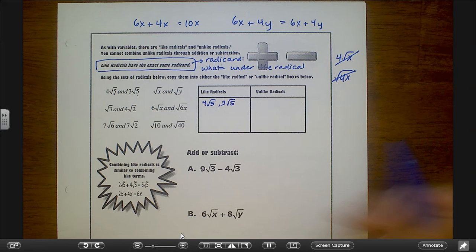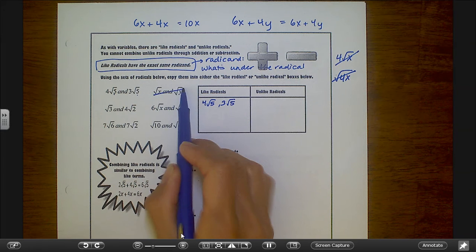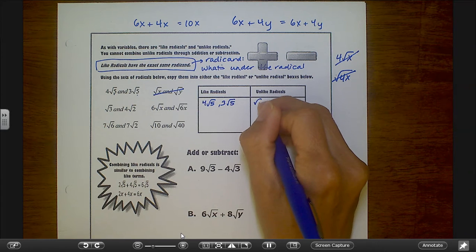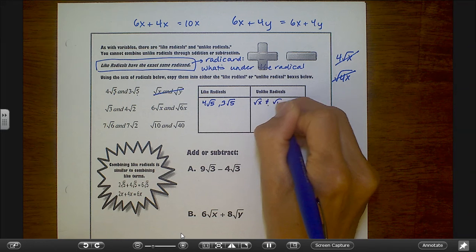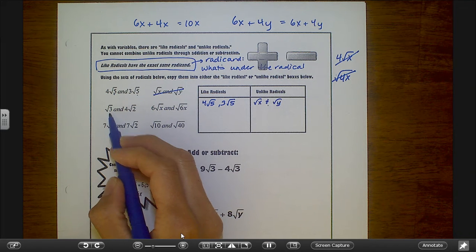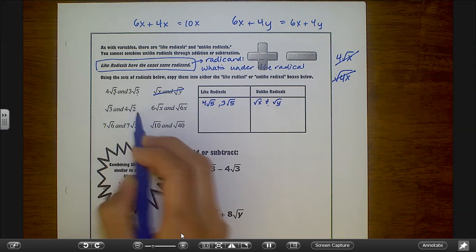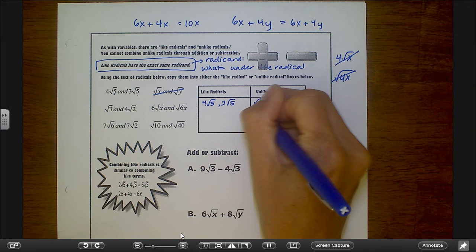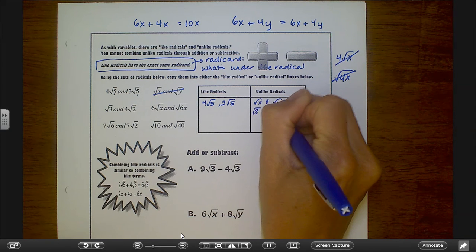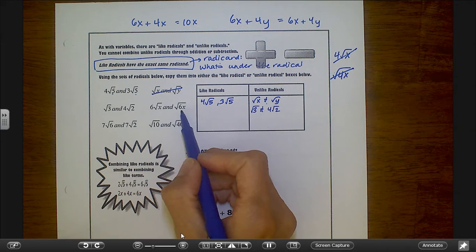So those are like. Rad x and rad y are unlike. Rad 3 and 4 rad 2. 3 and 2 are not the same. So it's going unlike. 6 rad x and rad 6x.